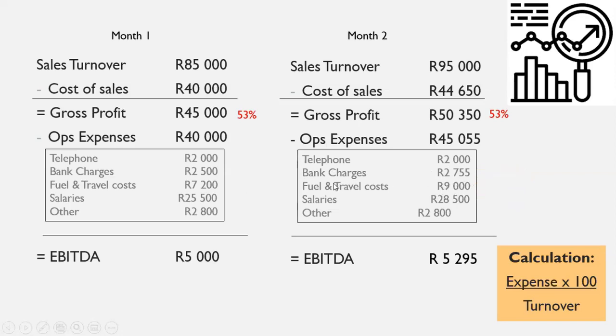And so when we do the calculations now, if we take this calculation where we take the expense times 100 over turnover, we can see that our telephone actually went down. So we're not going to waste a lot of time investigating what happened there. If we look at our bank charges, you will see that actually the benchmark percentage stayed the same. So again, we're not going to run off and look at our bank statement to see why this has gone up money-wise, because the percentage has stayed relative. And then fuel and travel costs have gone from 8.5 to 9.5.